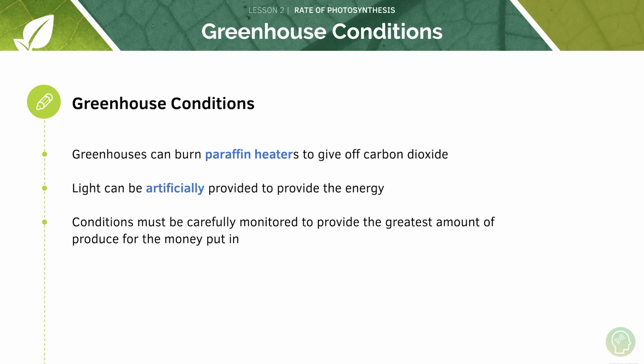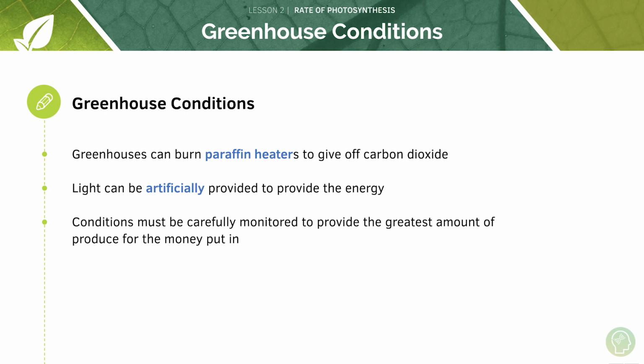And overall, we're going to have to really carefully monitor these conditions because you've seen those graphs. You've seen how a small change in your limiting factor can affect your rate of photosynthesis. So you're going to want to really carefully monitor your light intensity, your carbon dioxide concentrations, and your temperature in order to provide the greatest amount of produce for the money put in, so in order to maximise your yields.